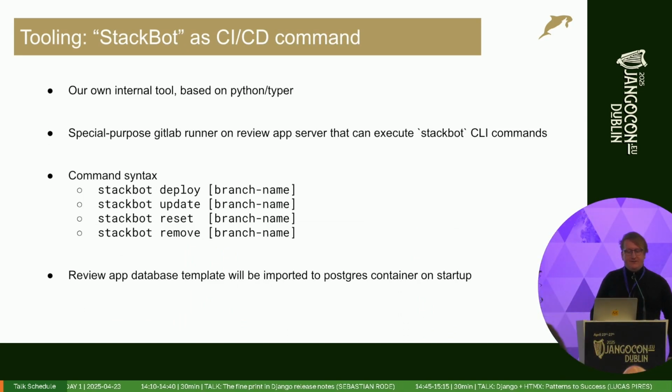So for this, we have an internal tool called Stackbot that currently mostly acts as a CI/CD command, which uses a special purpose GitLab runner in our CI/CD pipeline that then calls the Stackbot commands. And this can basically do things like deploy a new review app for a certain branch, or update it, or reset the database because after an error, the database may be in a weird state, or also remove it when the development is done. And one also important thing is that it uses a special template database that will be imported whenever we start a new review app.